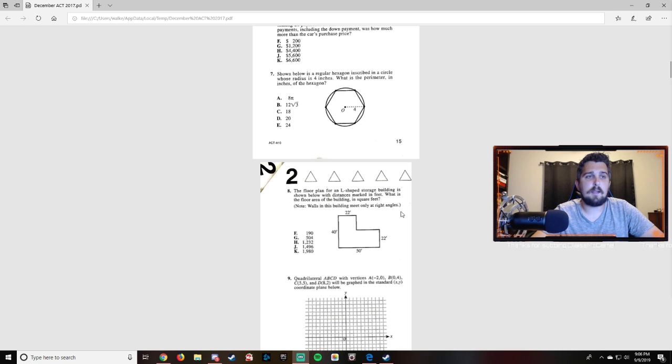We don't want to spend a lot of time before the ACT trying to just pack in all this information. We want to be able to hit all those points and keep it short and sweet so we can keep it in our memory. So some good geometry stuff.